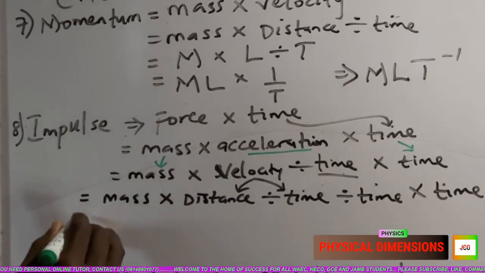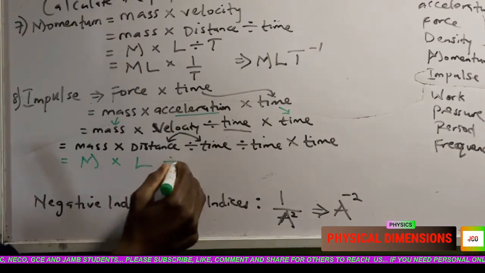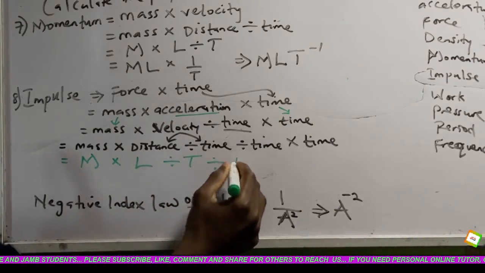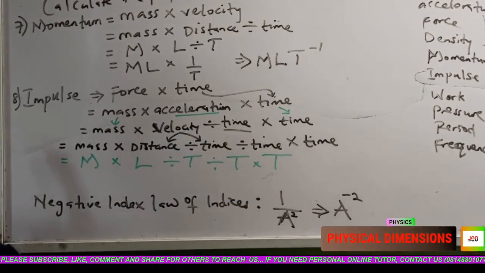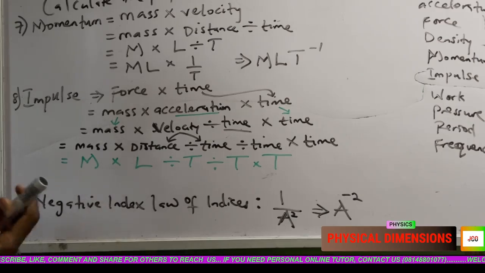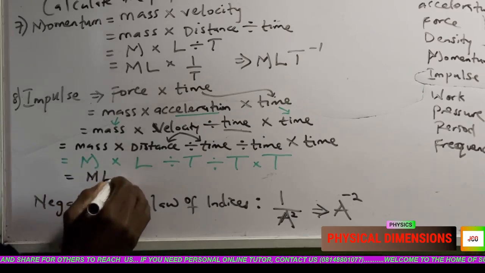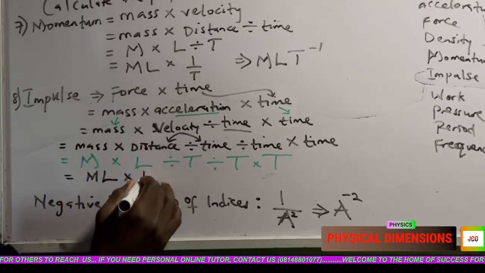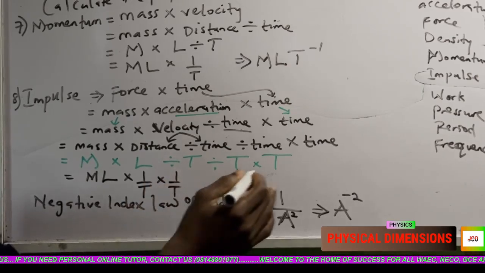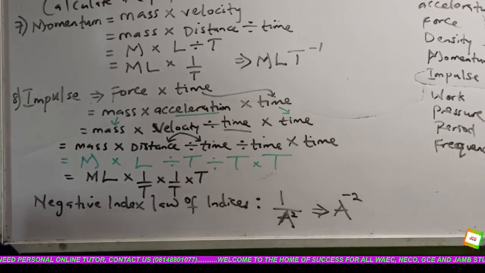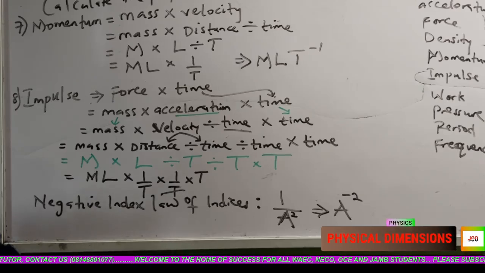So that mass is what? M. Distance is what? L. Divided by time is what? T. Divided by time is what? T. Times time is what? T. So having them to be the same now, I'm going to have M times L, which is ML. Division becomes multiplication, so times 1 over T. Division becomes multiplication, times 1 over T. And this one is already times T. If you look closely now, this T can divide the other T up.